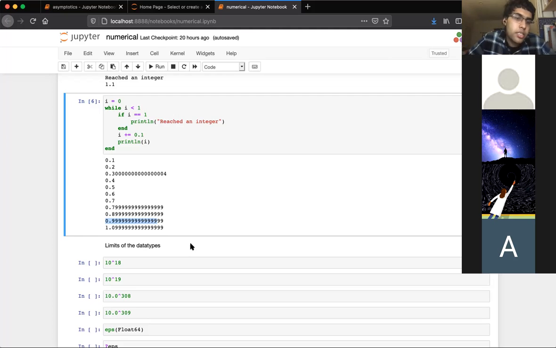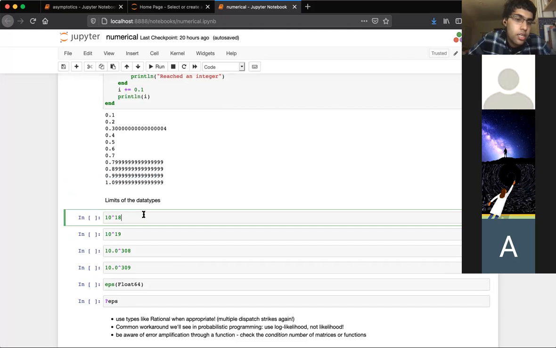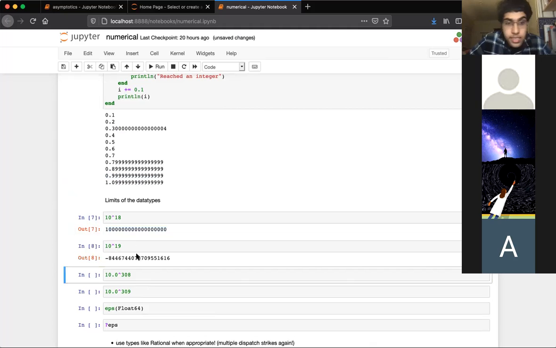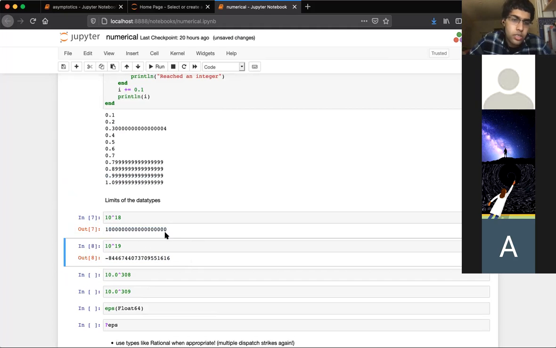Okay, another one is the limits of the data types we're using. So if we run 10 to the 18, I get 10 with, I guess that's 18 zeros after it. Like that looks about right. If we run 10 to the 19, I get this thing. That's not 10 to the 19. That's not 10 to the 18 with one more 0 after it. What happened here?